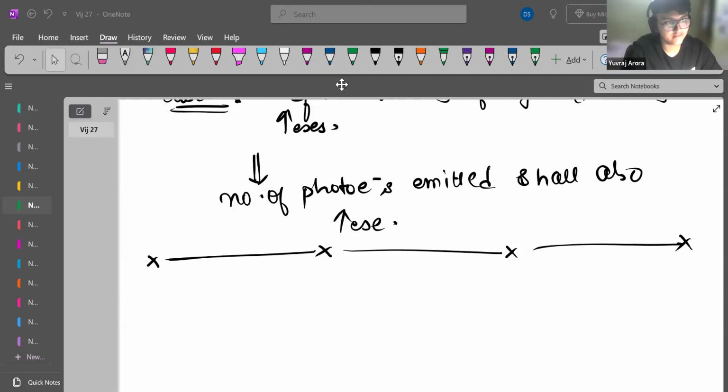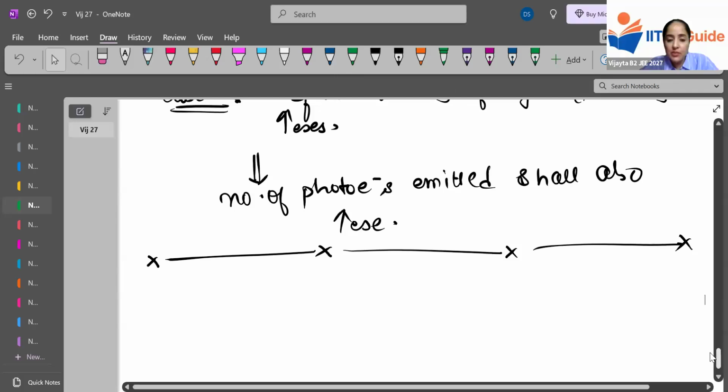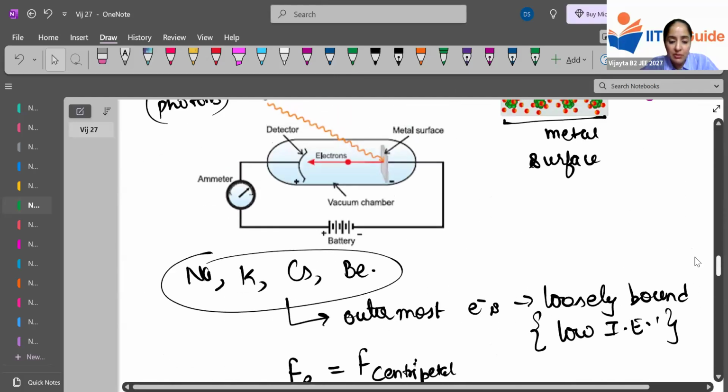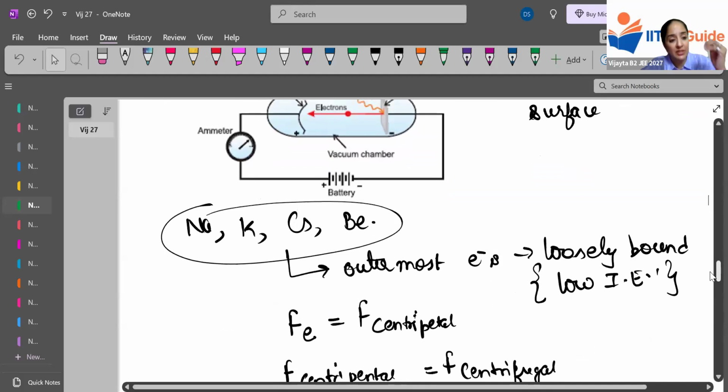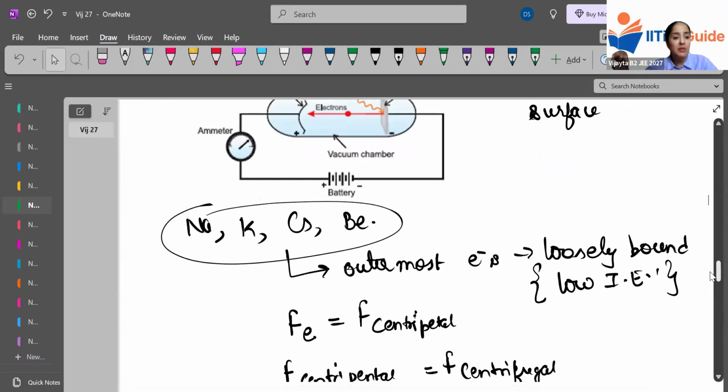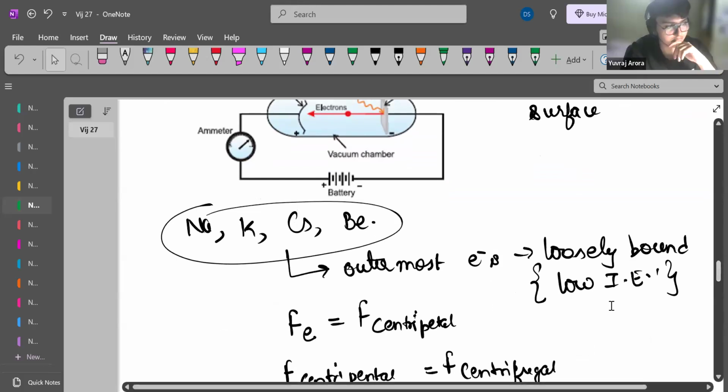Ma'am, is there any characteristic that determines the threshold frequency? Yuvraj, can you repeat your question, beta? Is there any characteristic of specific metals that determines the threshold frequency? But see, that's what I taught when I think you joined late. These are the metals that should be loosely bound and have low ionization energy. I will explain what ionization energy is in the next chapter, but they are loosely bound and their electrons can easily be abstracted. Okay, beta? Okay, ma'am.